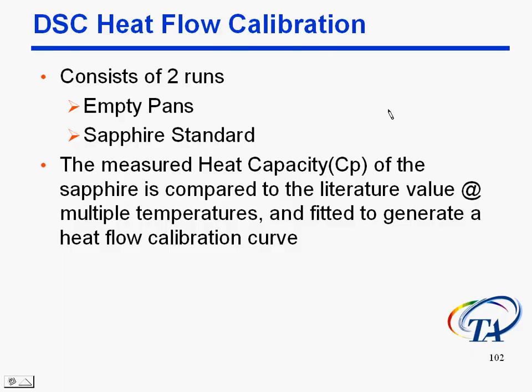Now there's one other calibration, and that's the DSC heat flow calibration. This consists of two runs, empty pans, and then a sapphire standard. And notice I said empty pans here, not empty beans. Okay? The measured heat capacity of the sapphire is compared to the literature value at multiple temperatures, and then it's fitted to generate a heat flow calibration curve, or what we call an E-curve.